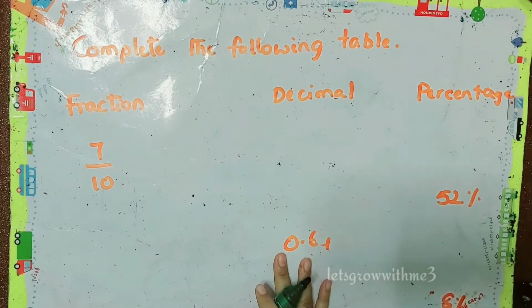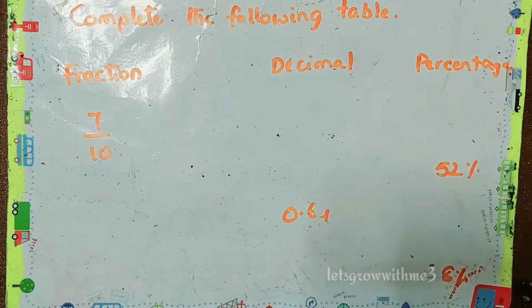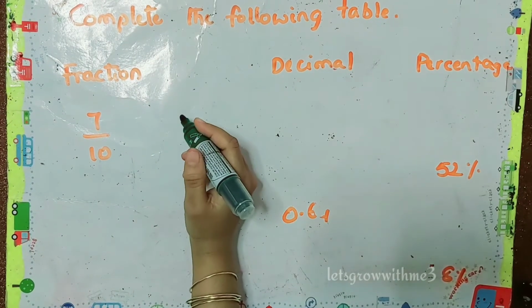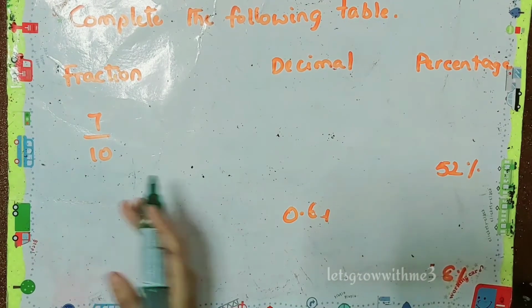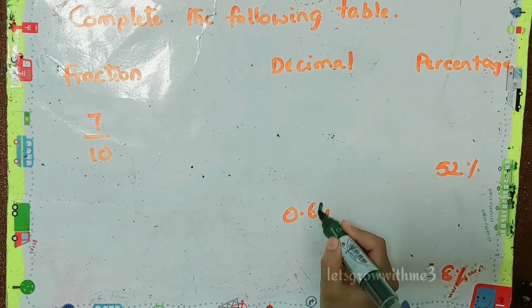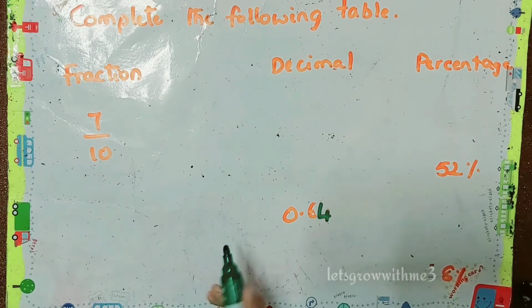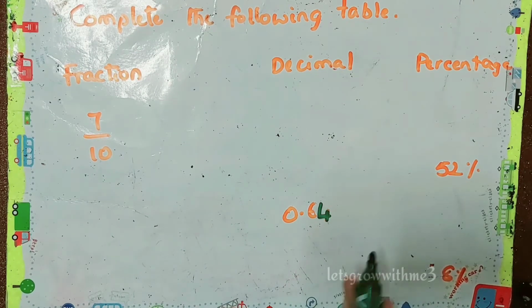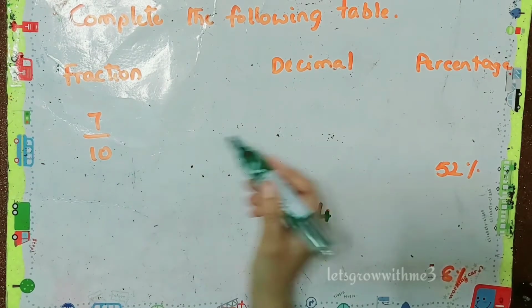Let me set the board first. Yeah, here it is. Complete the following table. We need to fill in the values in this table. Here, some questions are given in the form of a fraction, and they are asking us to find the decimal and percentage. In some questions we have the percentage or decimal, and we need to find the other two values. Let's solve the first question, which is the fraction 7 over 10.